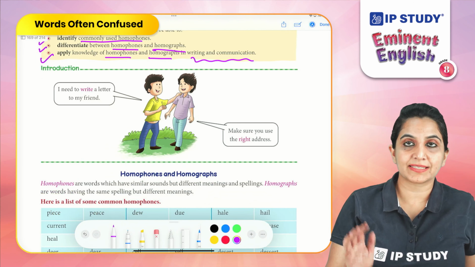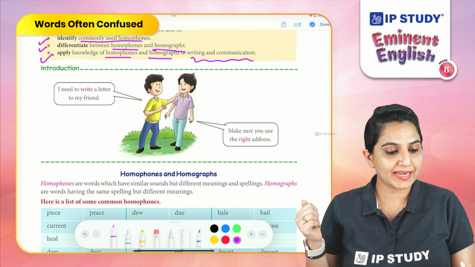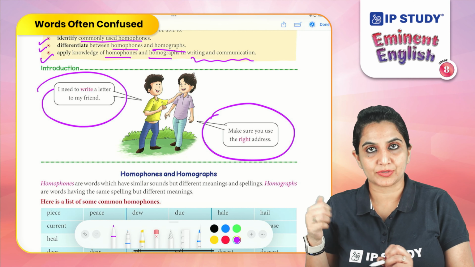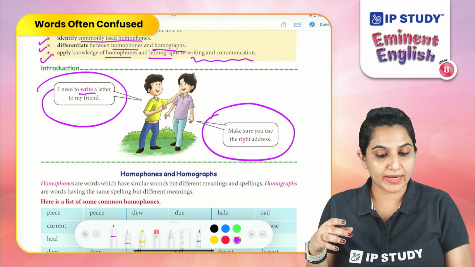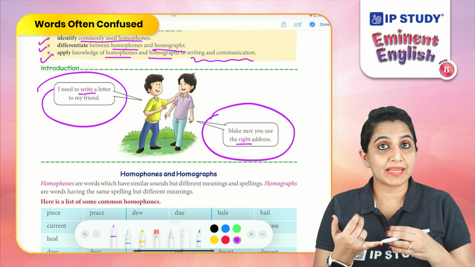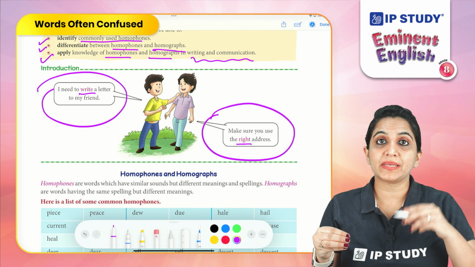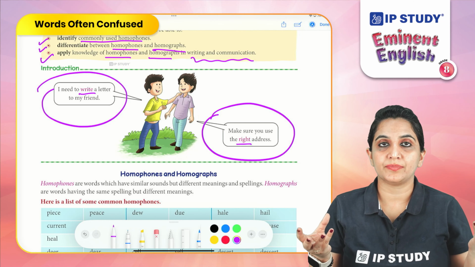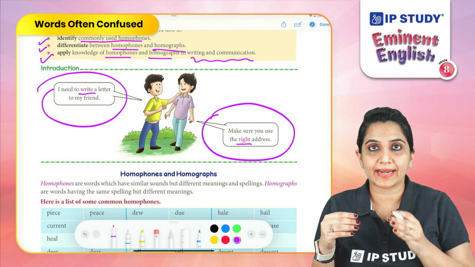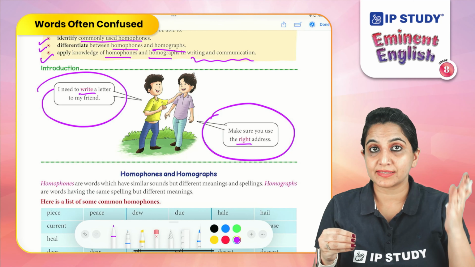Before we go deeper, let us understand this example. I need to write a letter to my friend. Make sure you use the right address. Right, write. They are homophones. They have the same sound, but their spellings are different and their meanings are totally different. I need to write a letter means I need to do it in writing. You make sure you use the right address, that means the correct address. So meanings are different, spellings are different, but they are homophones. They sound similar.